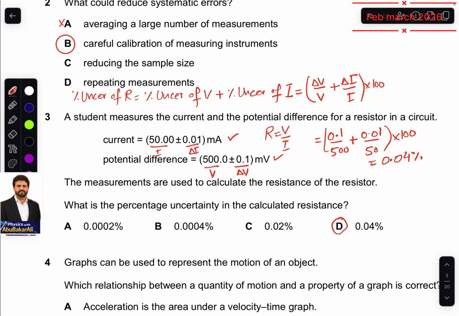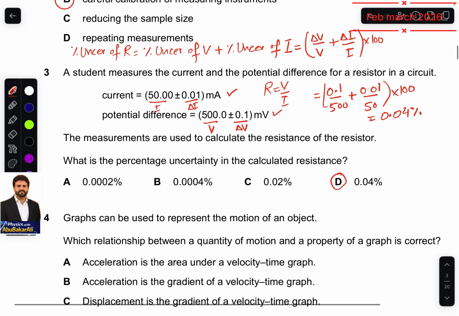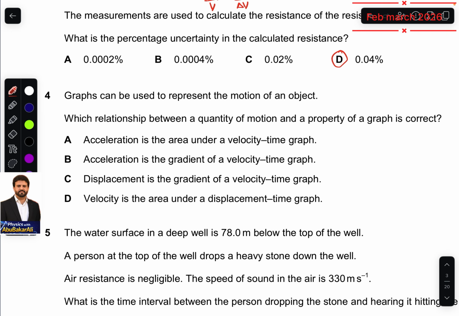Okay, so we don't have the marking scheme for this paper right now, so solve it carefully and you can match your answers. Okay, question 4. Graphs can be used to represent the motion of an object. Which relationship between a quantity of motion and a property of the graph is true? In the first, acceleration is the area under the velocity-time graph. That is totally wrong. Acceleration is the gradient of velocity. Yes, it is. Okay, it's a very easy question.